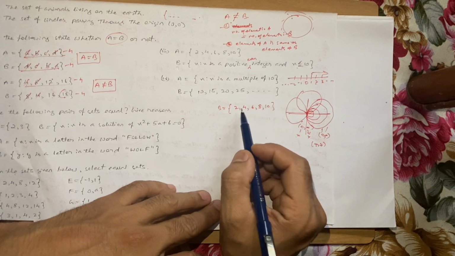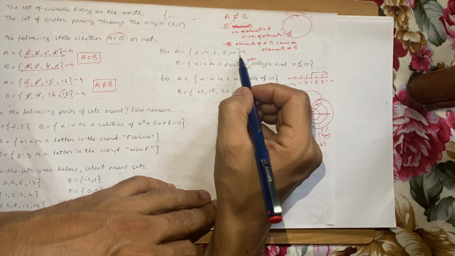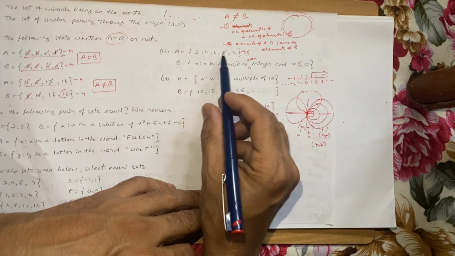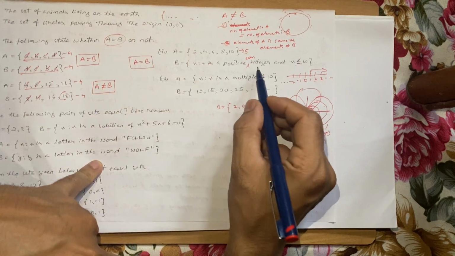If you check here, 2, 4, 6, 8, 10, there are 5 elements. In set A also there are 5 elements, and here also 2, 4, 6, 8, 10. So I can simply say set A is equal to set B. Please check this in your book.